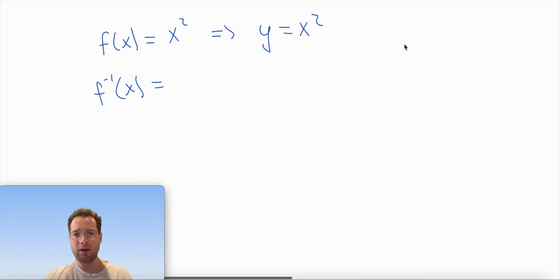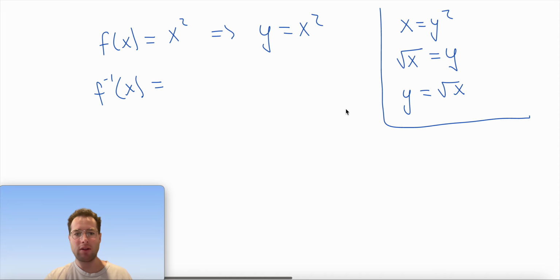So I'm going to swap these right here. x equals y squared. Solving for y, we take the square root of both sides, and we can rewrite that as y equals the square root of x. And I'll keep that off to the side. So we know now that the inverse function of f of x is going to be the square root of x.